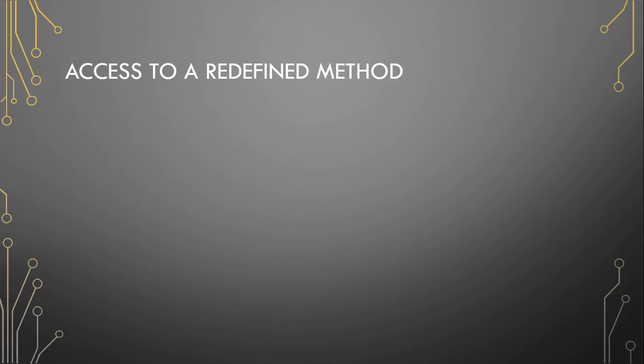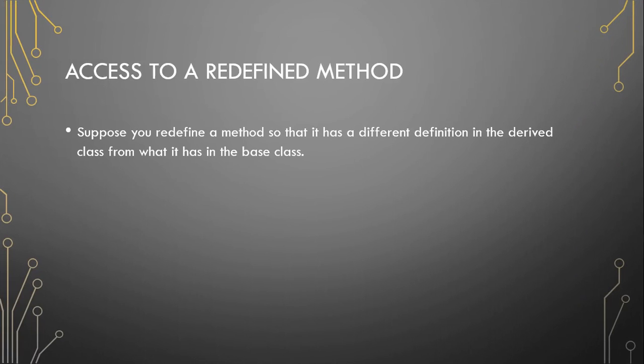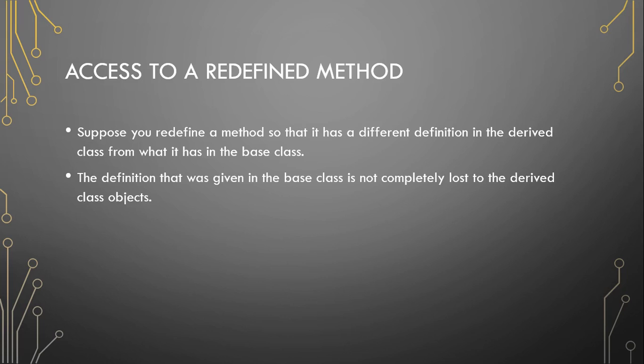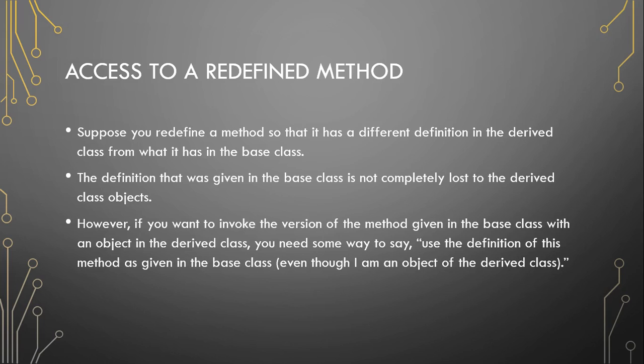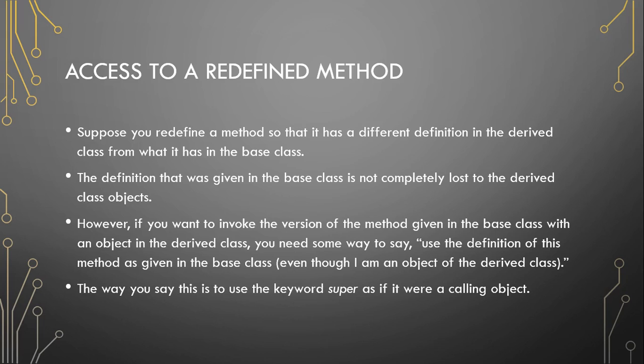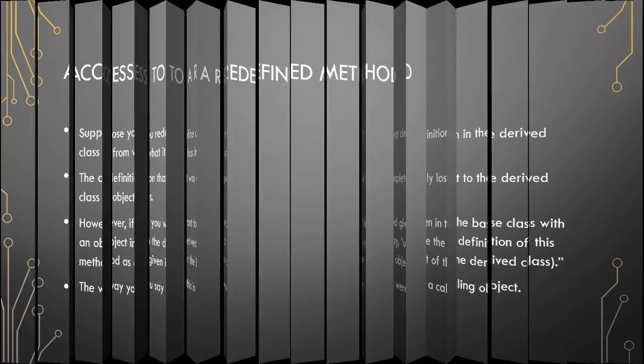All right, access to a redefined method. Suppose you redefine a method so that it has a different definition in the derived class from what it has in the base class. The definition that was given in the base class is not completely lost to the derived class objects. However, if we want to invoke the version of the method given in the base class with an object in the derived class, we need some way to say: use the definition of this method as given in the base class, even though I am an object belonging to the derived class. Now the keyword you're going to use, of course, is super. Hey, we've seen this word before. Just as if it was a calling object, we're going to use super.